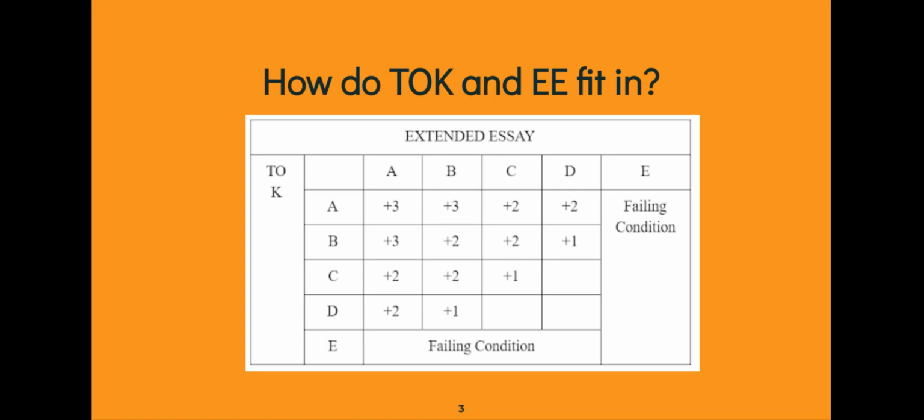However, if they earn a D in TOK and a C on their extended essay, they do not receive any additional points. Obviously, you can tell here if a student fails either their extended essay or their TOK, no matter how many points they earn in the other exams, they will not receive their IB diploma.